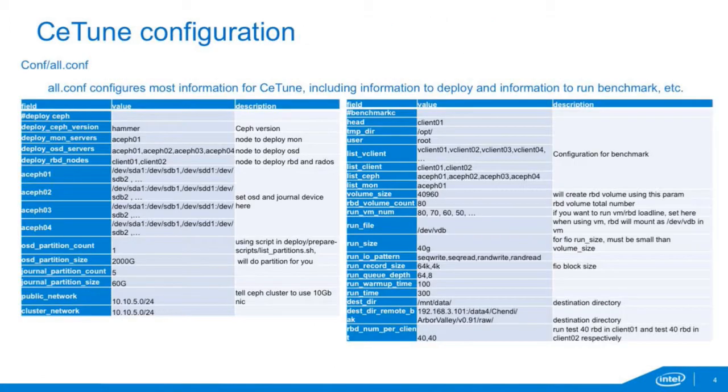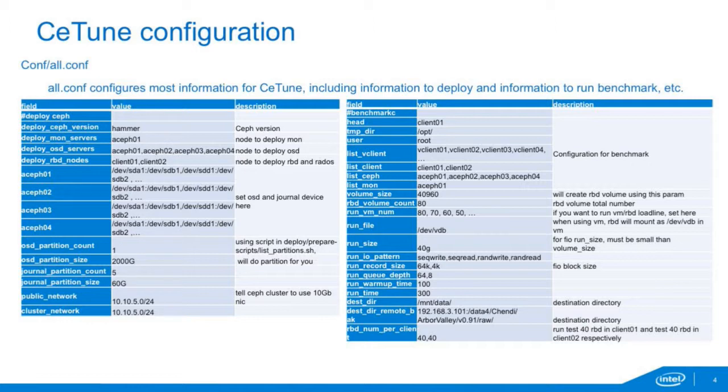Okay, here is the detailed configuration of the CeTune configuration file. Currently, the red table is mainly on how to deploy a cluster. We can specify the Ceph versions, the monitor servers, the OSD servers, and the RBD node, and we can define the journal and the disk mapping relationship, and we can set the OSD size, the OSD partition size. With this set, we can kick off the benchmarking part.